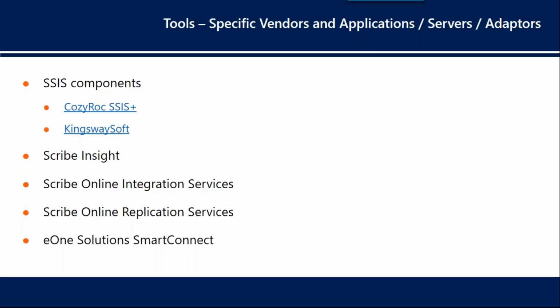Online integration services has come a long way. It still doesn't do everything that the old on-premise one does, but they're putting more development into the online integration services going forward. So I'm not saying it's going to have the exact same capabilities as the on-premise, but it does a fair share of work. We're actually not going to be looking too much at Scribe Online integration services today. We are going to look at Scribe Online replication services, and we're going to look at E1 Solutions SmartConnect in addition to SSIS and Scribe Insight for both a straight mapping and some queue-based integration.